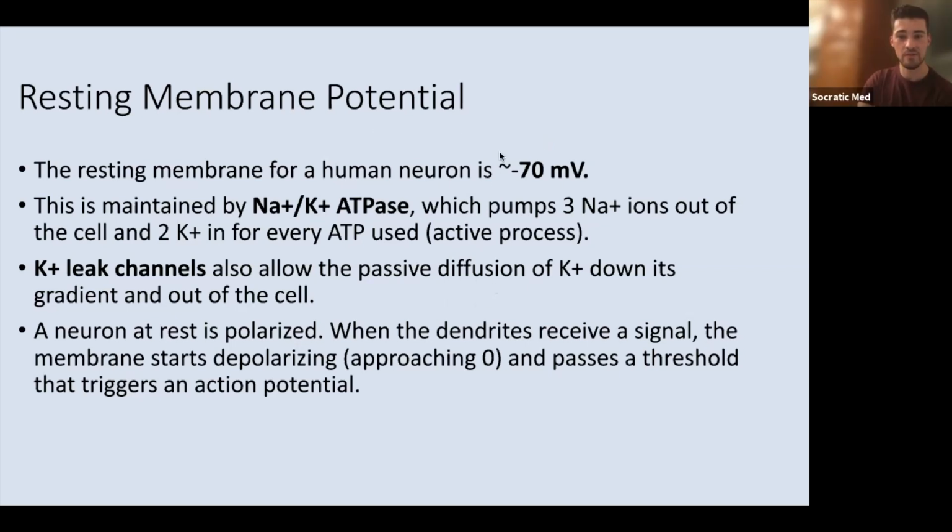Yeah, definitely. I can repeat that. Sodium ions have a higher concentration on the outside of the cell, and potassium ions have a higher concentration on the inside of the cell when it's just a neuron that's at rest. And then the sodium-potassium pump and the potassium leak channels work constitutively to keep this equilibrium.